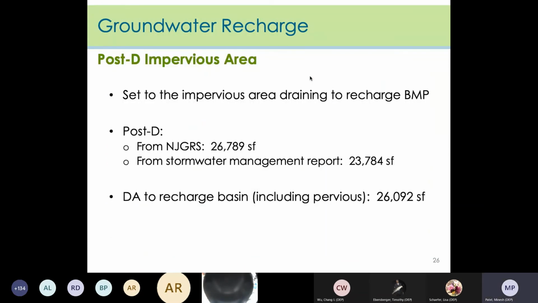Now, there's a little bit of concern, though. There's differences, and it seems as though it was just based on the design over the change. One location, it's identified as almost 27,000 square feet that's going to the basin, while the stormwater report actually says it's about 24,000 square feet. And when you actually calculate it out, including the pervious, which doesn't have to be done for the groundwater recharge spreadsheet, it was actually closer to 26,000 square feet. So there was some discrepancy, but it wasn't anything of a major note.